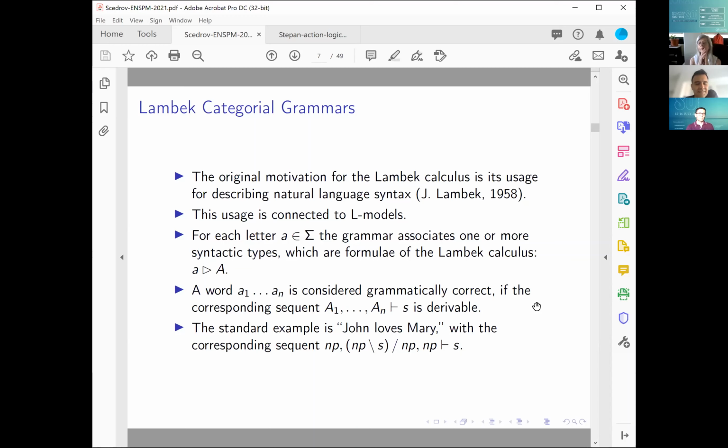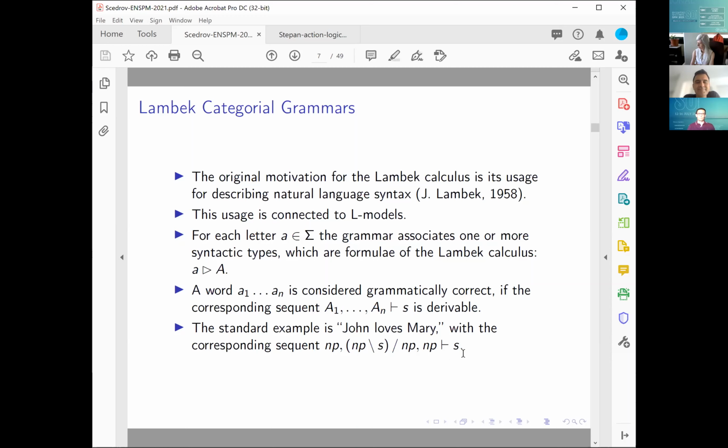Formally, this is connected to the L models that we just discussed, in the following way. For each letter, the grammar associates one or more syntactic types, which are formulas of Lambek calculus. Then a word is considered grammatically correct if the corresponding sequent is derivable. The first basic example, which you can do on your napkin, is that "John loves Mary" is a grammatically correct sentence, and the corresponding sequent in the Lambek calculus is: noun phrase, the formula for "loves", noun phrase, derives S, where S is intended to be a sentence.